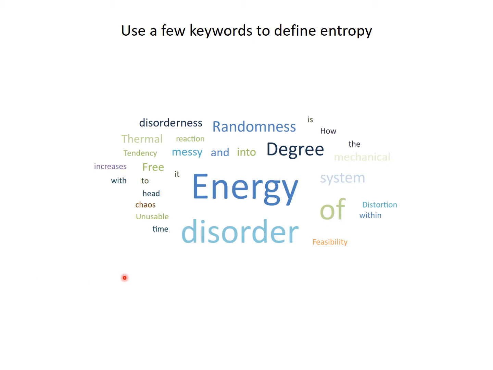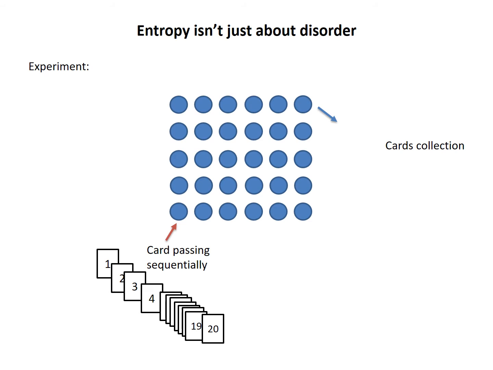Showing here is some feedback I collected from seniors last year. So basically, they agreed that entropy has something to do with disorderliness, randomness, messiness, chaos, and so on. Okay, essentially, entropy isn't just about disorder, and it has more meaning attached to it, really.